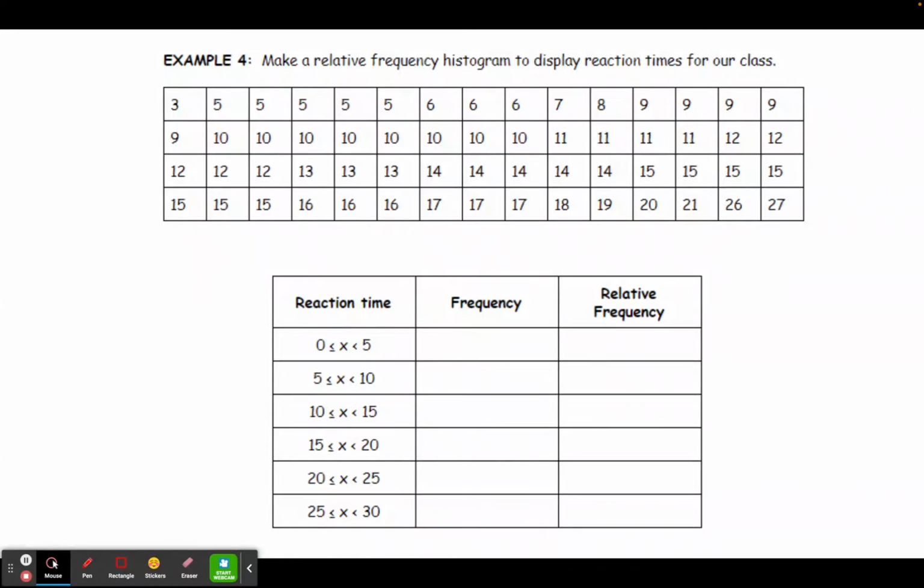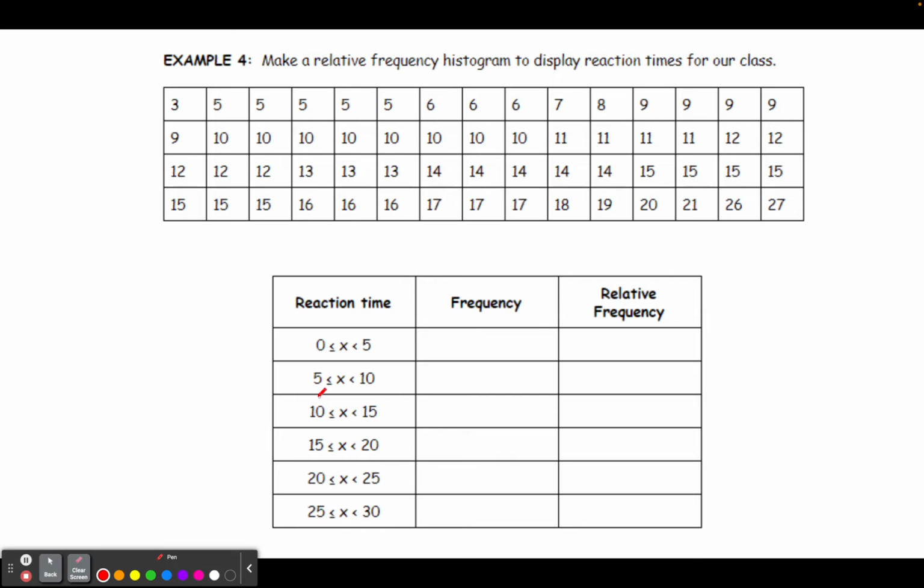So we have here a data set that is showing reaction times. So maybe you have a class of students that's participating in some sort of experiment and we're recording reaction times. And I have taken this data and already arranged it for you from smallest to largest so we can focus a little bit more on the process of making a histogram and some of the important things that we need to look for. So first of all, notice the chart that's set up here for you.